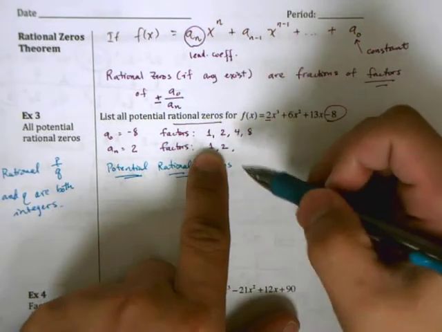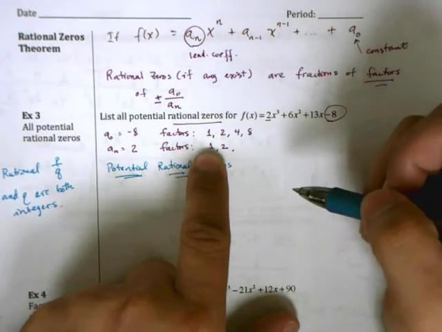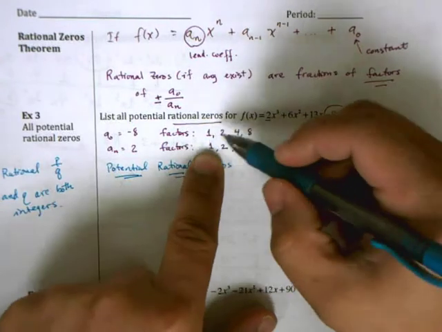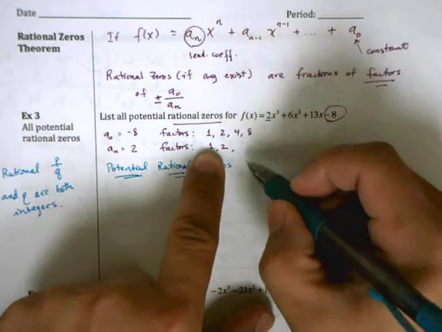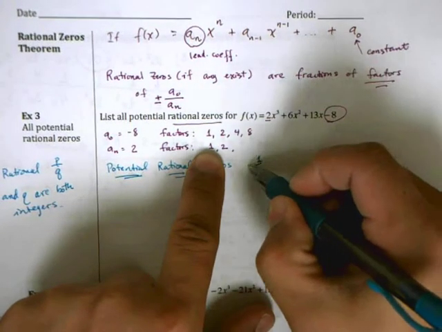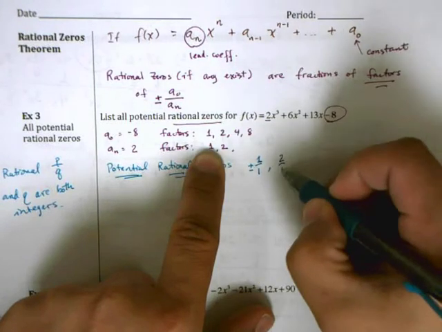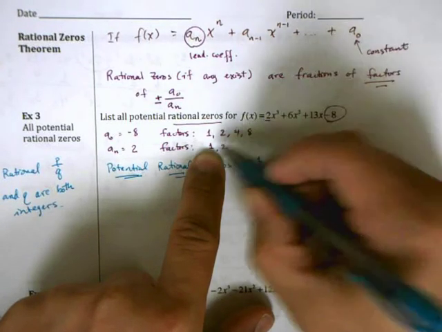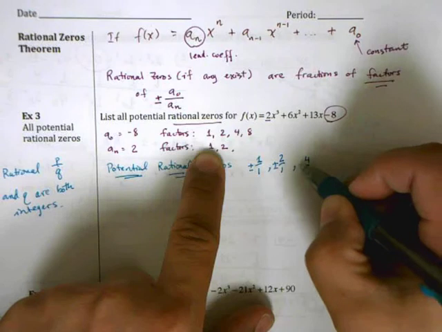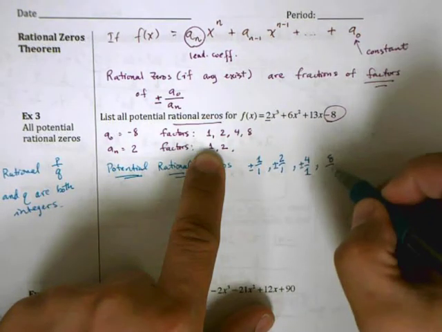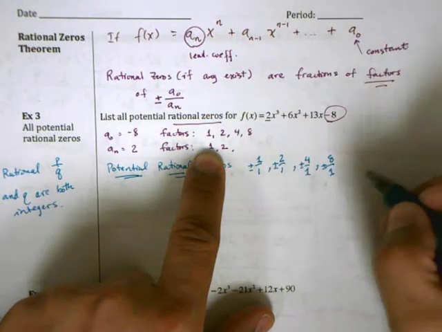We fix one of the factors for the leading coefficient, and we divide all of the factors for the constant. So one of the factors could be 1 over 1, plus or minus, of course, 2 over 1, plus or minus, 4 over 1, plus or minus, and 8 over 1, plus or minus.